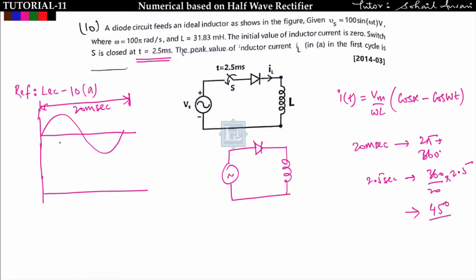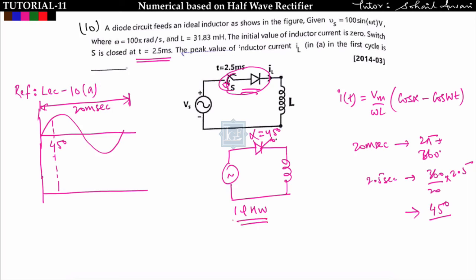What do you mean by this? It means this switch was closed at an angle of 45 degree. After that you will get the current. So I can replace this whole switch with diode by a thyristor. This whole combination is nothing but a thyristor, and it is triggered at an angle of 45 degree. Is it fine? So this is nothing but a single phase half wave controlled rectifier with L load.